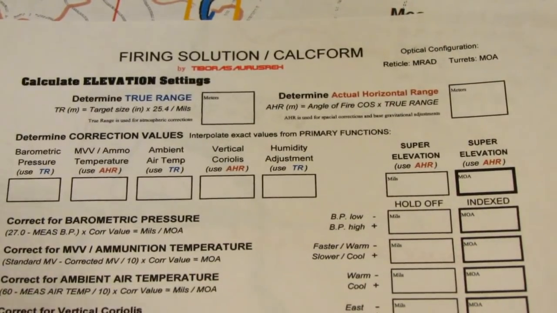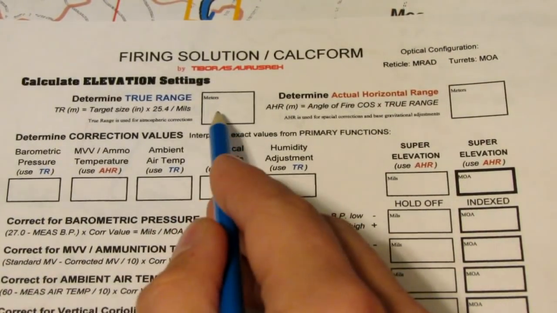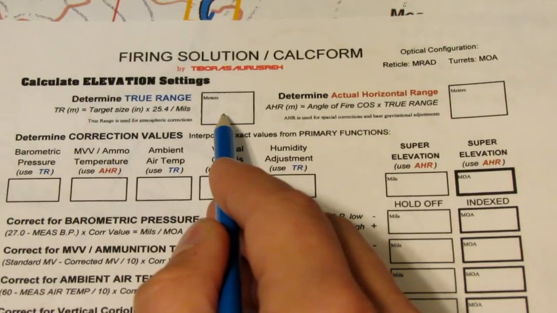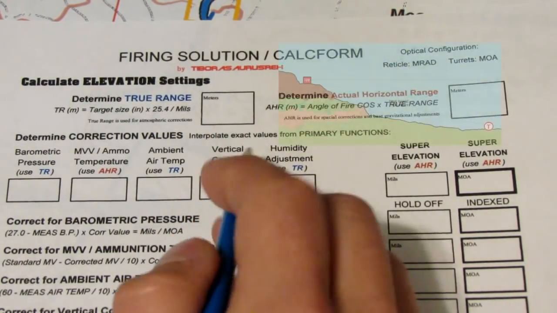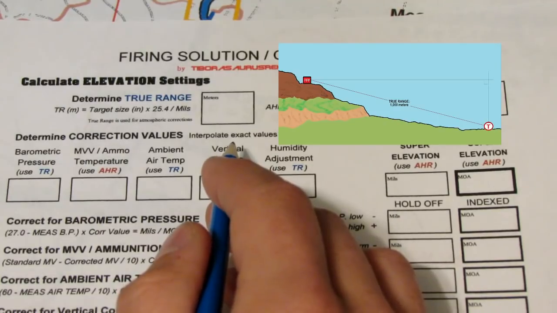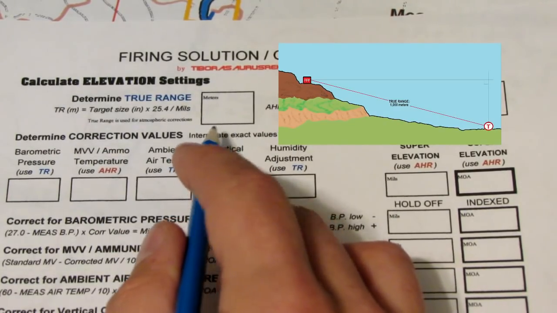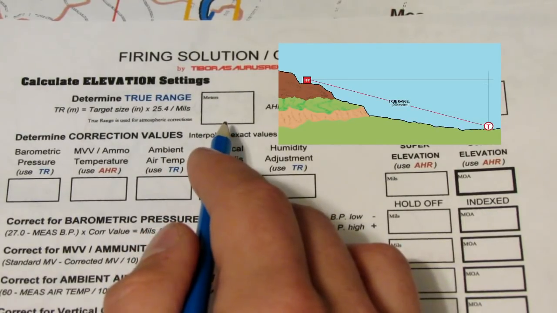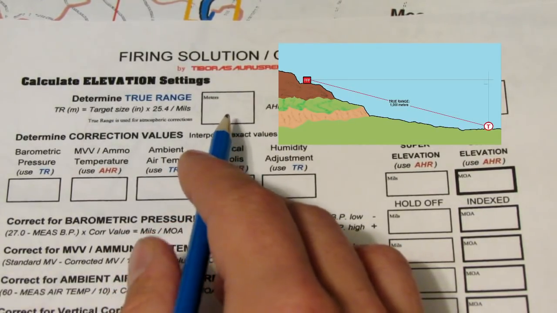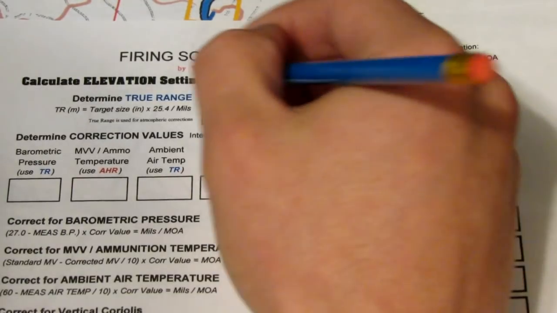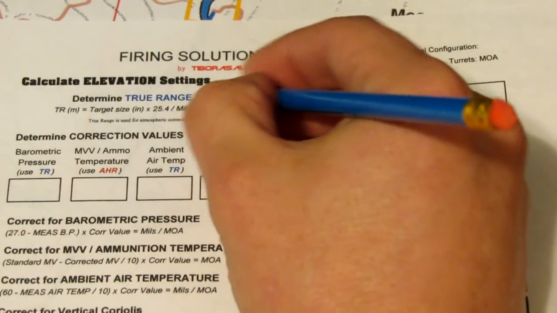Okay. First thing you're going to need to determine is the true range to the target. Now, that is the actual line of sight from you to the target. That's not talking about actual horizontal range. If you're looking straight down from outer space, that's talking about the actual amount of air that the bullet's going to have to fight through to get to the target. This is what we're going to use to base our atmospheric corrections on.